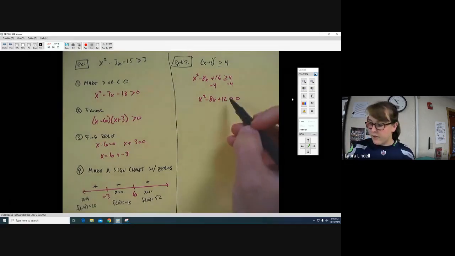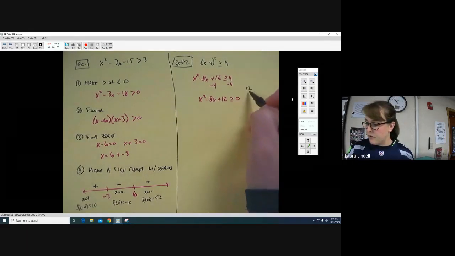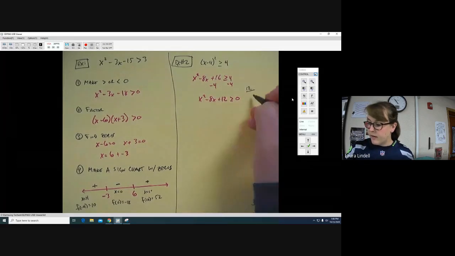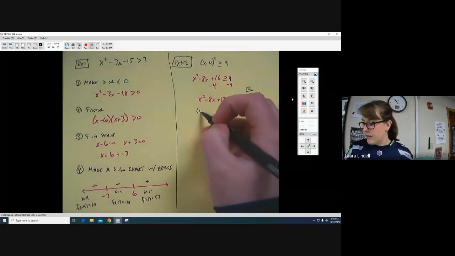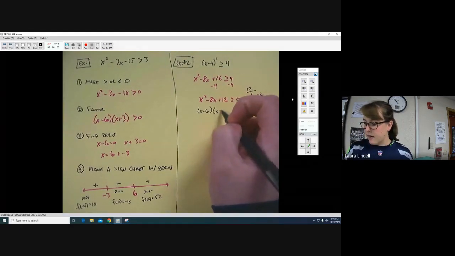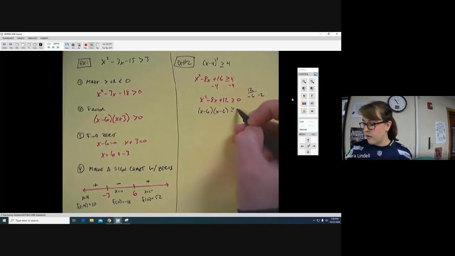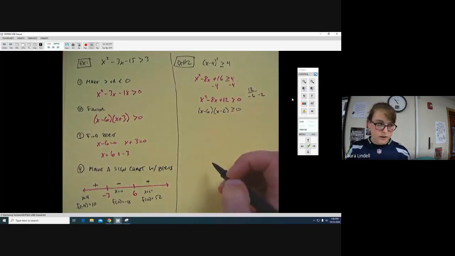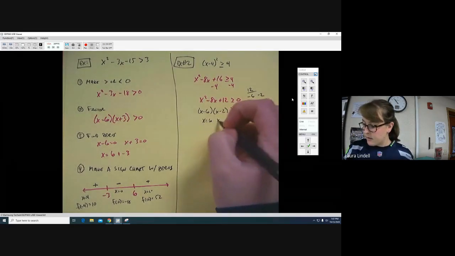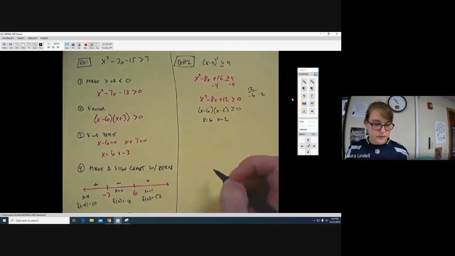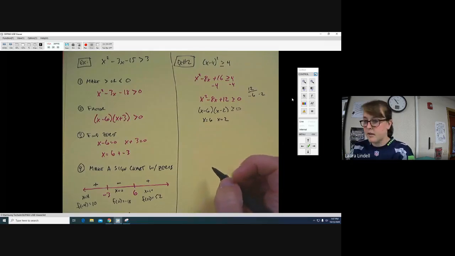We're looking to factor this thing, so we're looking for things that multiply to 12 and add to -8. -6 and -2 sound pretty good to me. So we get x minus 6 times x minus 2. So then our zeros are x equals 6 and x equals 2. So we make our sign chart.